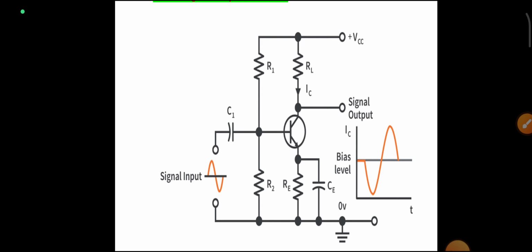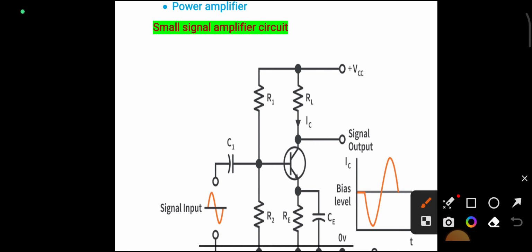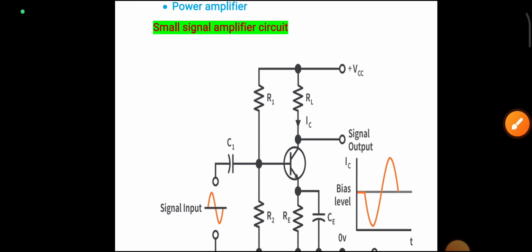Here, if there is no CE, the AC current also flows through the resistance RE. So AC current and DC current both flow through RE. That's why the voltage across RE will increase. When the voltage across RE increases, VBE decreases. When VBE decreases, the input current IB also decreases. So that's why we use CE, the bypass capacitor, here. This is the function of the bypass capacitor.